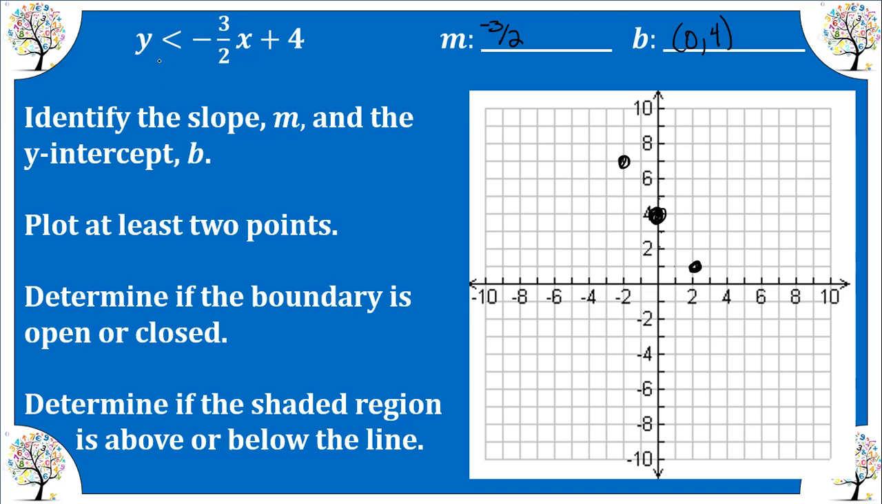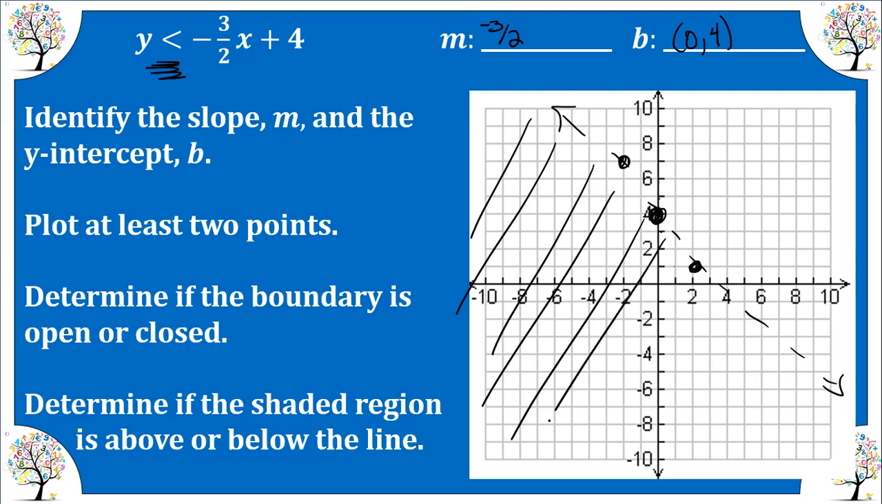Before I draw my line, I need to notice if it's going to be open or closed. This is open, so I have an open line, a dashed line. Now I need to shade either the upper part or the lower part. It says y is less, so we're going to shade the lower part. So I'm shading down below from the boundary line and down. All of these ordered pairs are my solution.